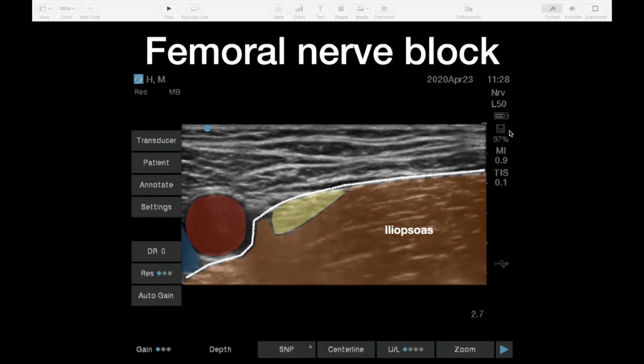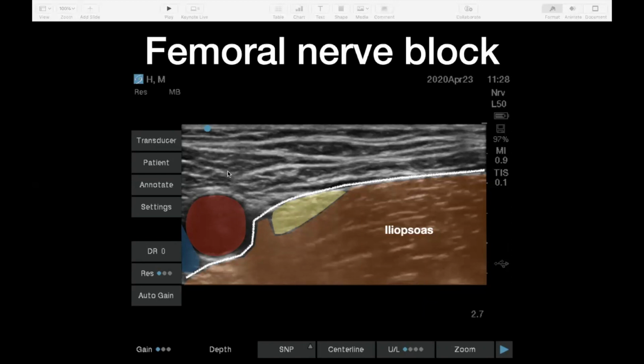Just as a point for all these pictures and videos, I block everything with my right hand, so I always like to have the needle coming in from the right side of the screen. I just find that works better in my brain somehow. So all these pictures will be blocking in from the right side. It's usually lateral on the right side and medial on the left side. It certainly is in this case.